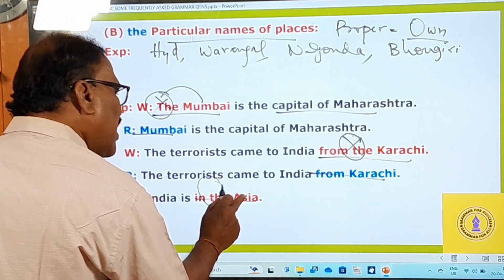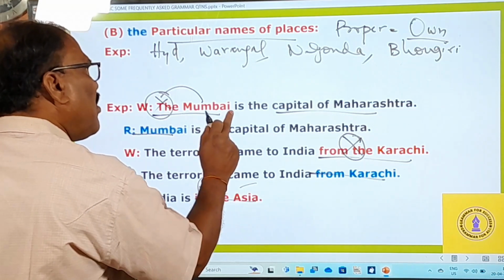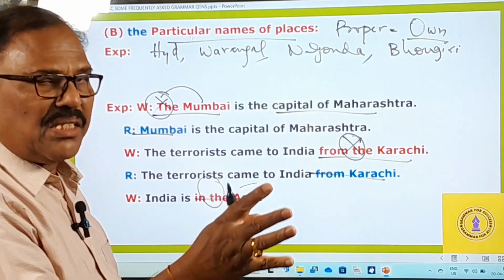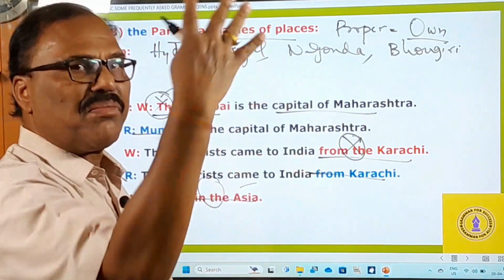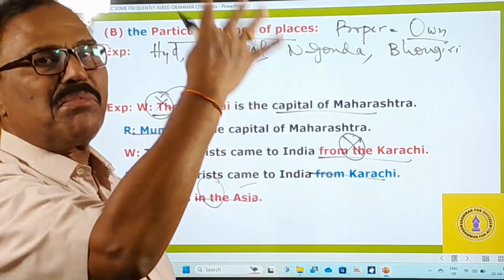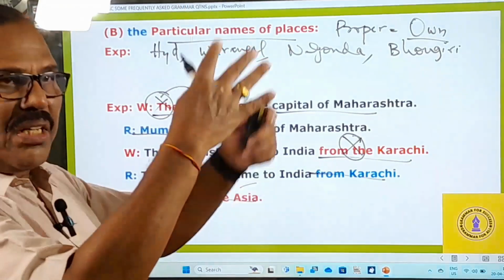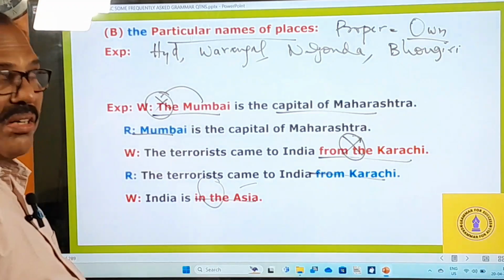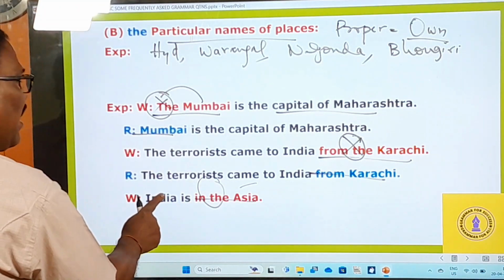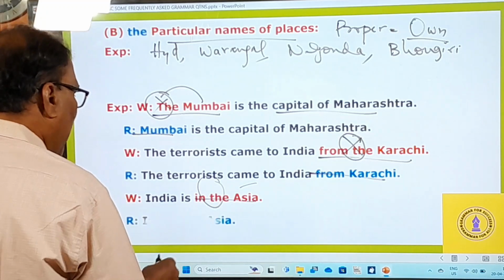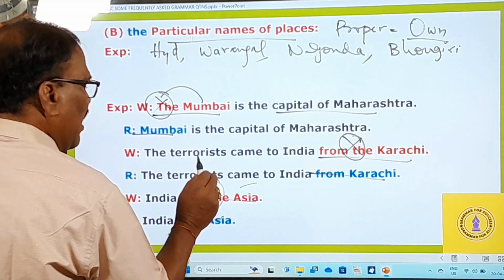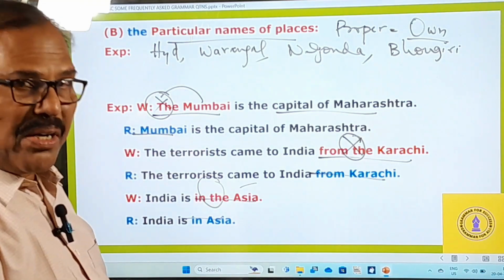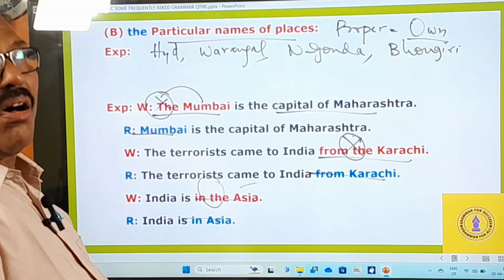You cannot say in the Asia. Asia is also the particular name of a place, that means the particular name of that continent. Yes, all names of continents, all names of cities, towns, villages, all names. These are all particular names of places, and that's why before all of them we should not use any article. So you cannot say India is in the Asia. You have to simply say India is in Asia. So in this way, before the particular names of places that are proper nouns, we should not use any article.